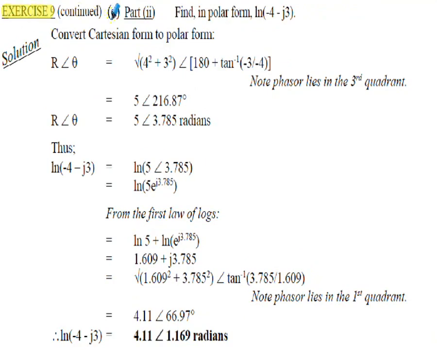Exercise 9 part E continued, and this is part 2. We're asked to find in polar form ln of -4 minus j3. So first of all, convert from Cartesian form into polar form. Notice here that the phasor resides in the third quadrant because we've got two negative values for our real and imaginary numbers. We work out the value of the complex number in polar form, then proceed to find ln of the complex number.